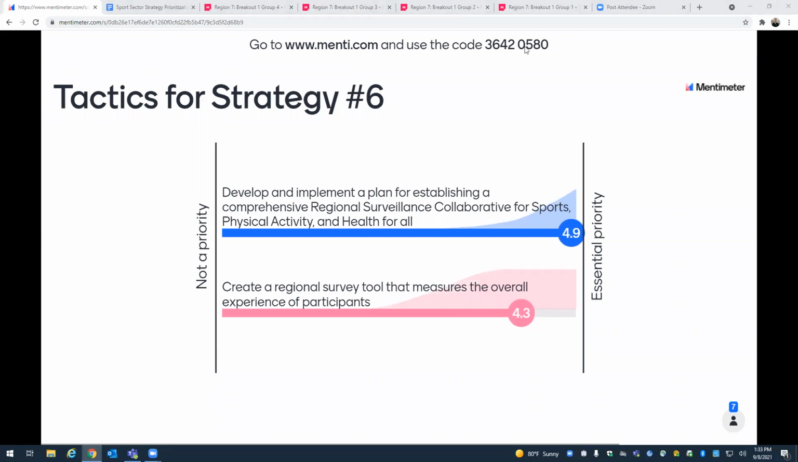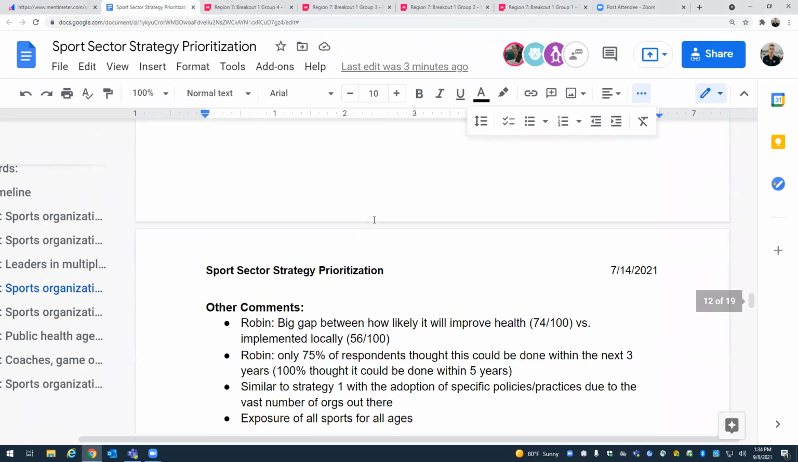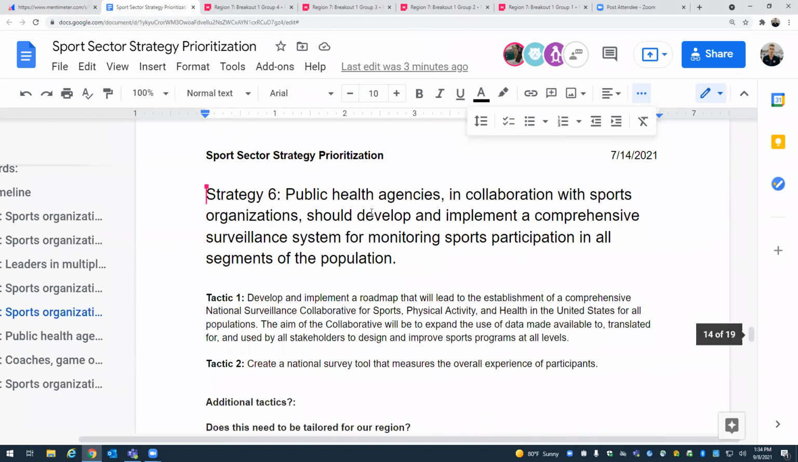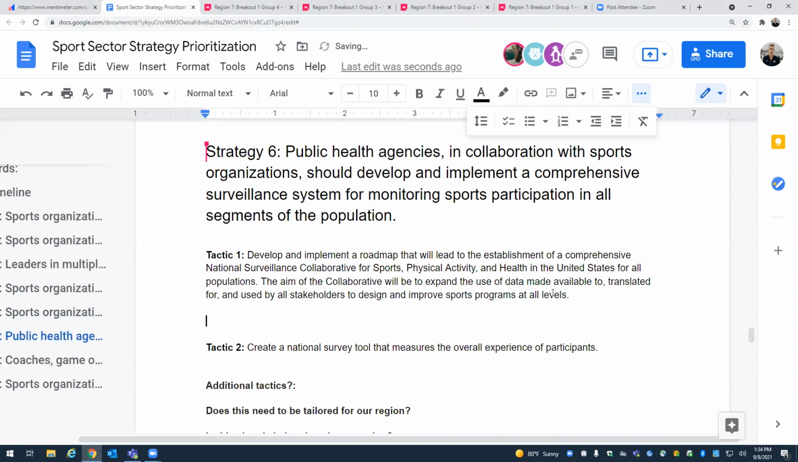Okay, so the two tactics are, one, develop and implement a plan for establishing a comprehensive surveillance collaborative for sports, physical activity, and health for all, and two, create a survey tool that measures the overall experiences of sports. I'm aware of, I believe, 2 current surveillance systems for sports participation. The first one, because I help administer it, is through Children's Mercy Hospital. We do a community needs assessment, and among the questions that we ask, there are a small number related to sports participation.